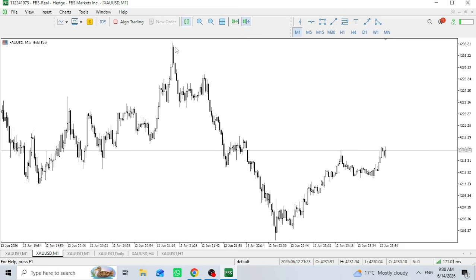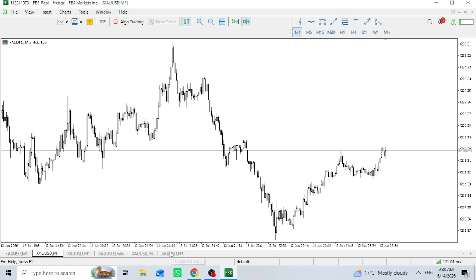So this is how we do it. You go to the daily time frame. You mark its high, its low. Move to the 1 minute time frame. Go check the nature of the candles which formed the high of that daily candle and the low of that daily candle.